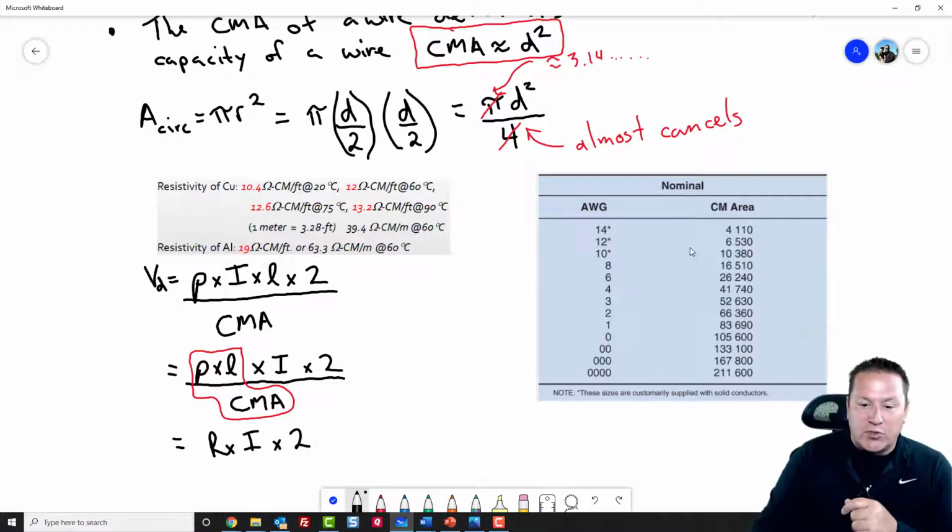And remember Ohm's law. What is Ohm's law? Let's just draw it. Let's do the triangle, the Ohm's law triangle. Remember this, guys? Let's do it like this.